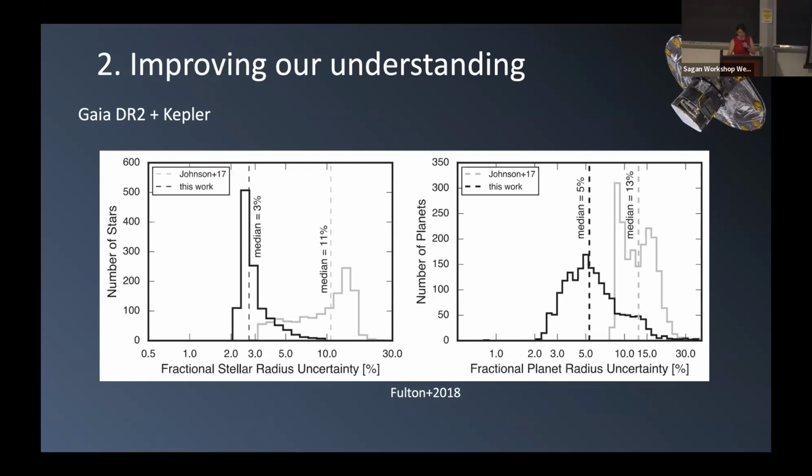So what I'm showing here on the left is how much better the stellar radius uncertainty got between before Gaia DR2 and DR2. So before, the median fractional stellar radius uncertainty was 11%. So most stars had an uncertainty of about 11%. After Gaia, the median stellar radius uncertainty was 3%. So we'd really been able to bring that down. And same when you propagate that through using the equations that Dan showed yesterday, that translates to a reduction in the error on the planet radius from 13% to 5%. So we knew the planet radii much better.